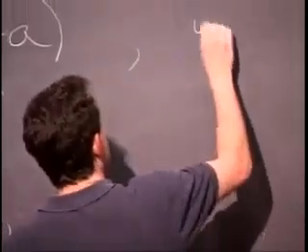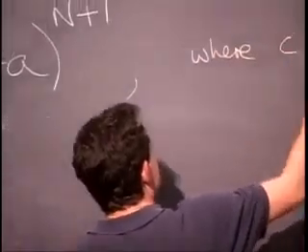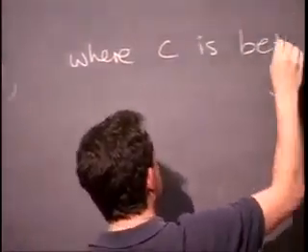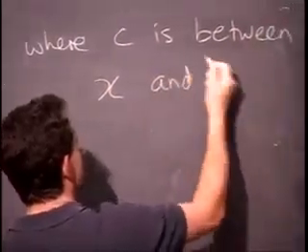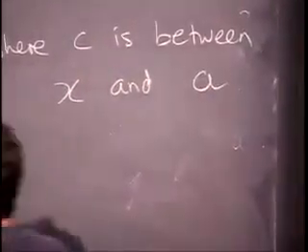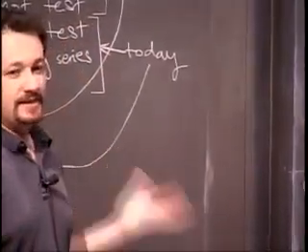But you do know something about c. It's between x and a. So if a is quite close to x, then this really pins down what c is. So, it looks a bit weird.